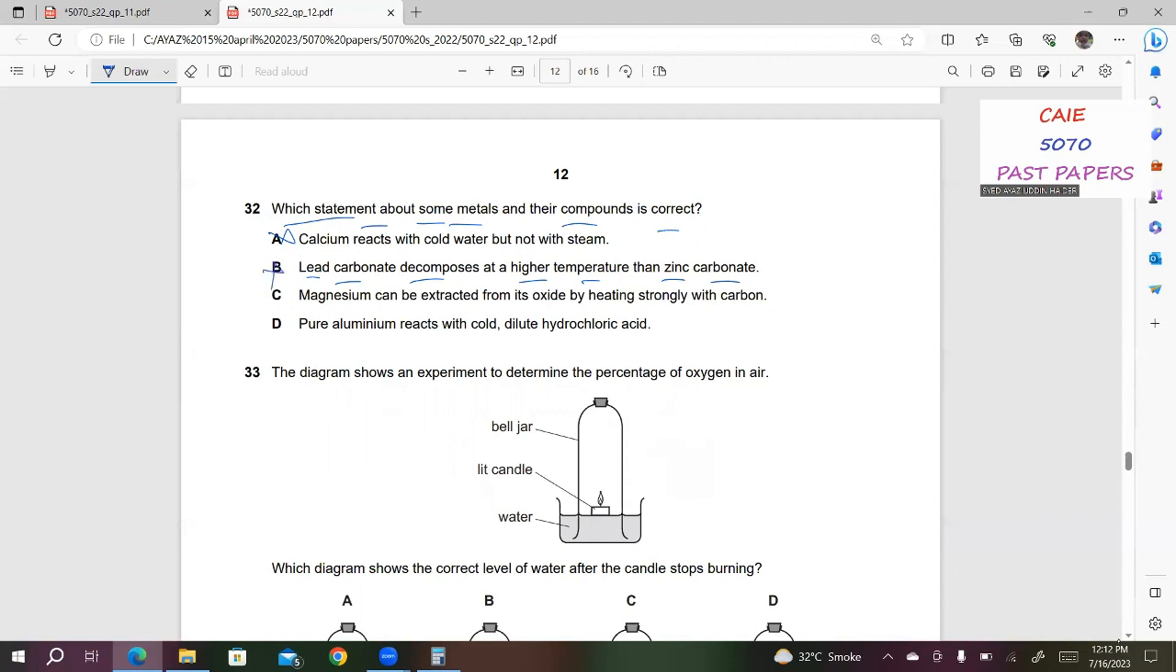C, magnesium can be extracted from its oxide by heating strongly with carbon. This is incorrect. The reason is that magnesium is among highly reactive metals, so you can't simply extract it from its oxide by heating strongly with carbon. So only choice D will be the correct one. I'm reading the statement. Pure aluminum reacts with cold dilute hydrochloric acid. This is correct because this is among the more reactive metals. 33.